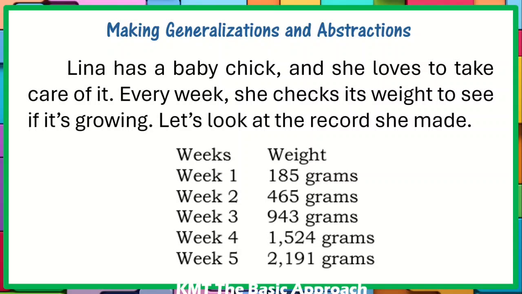Here are weeks and weight. For week 1, 185 grams. Week 2, 465 grams. Week 3, 943 grams. Week 4, 1,524 grams. Week 5, 2,191 grams.